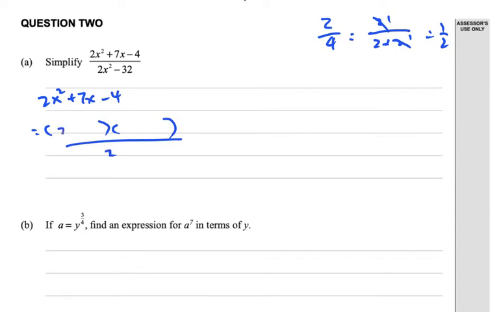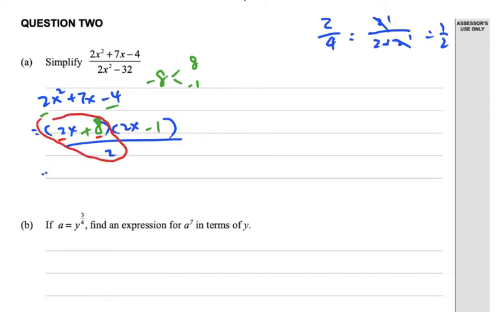So this is 2x and 2x. Two numbers multiplied together equal a times c, so it's -8, and added together equal 7, so that'll be 8 and -1. And you can see there's a factor of 2, so you can simplify this side.